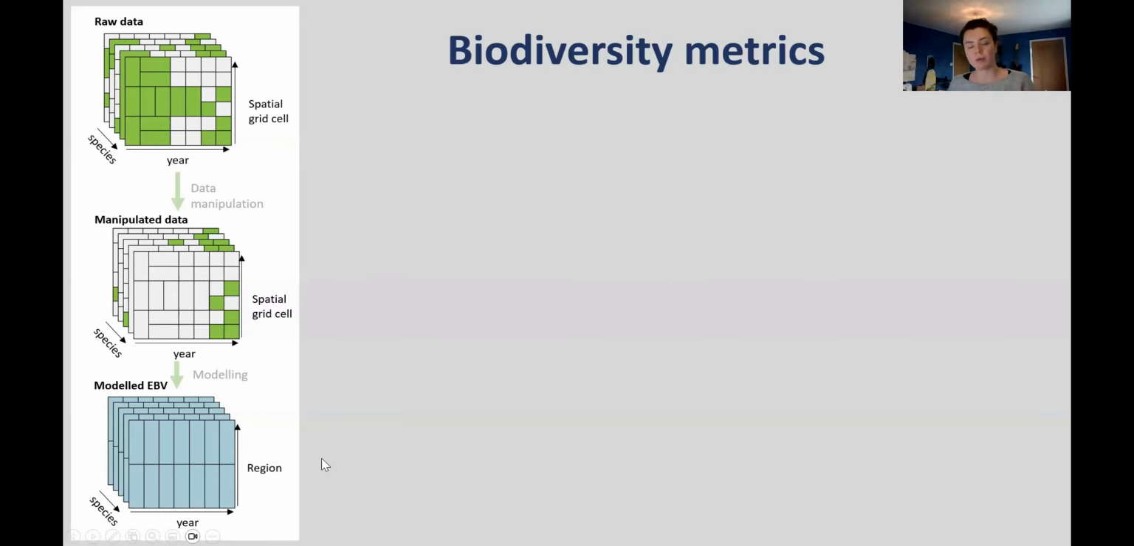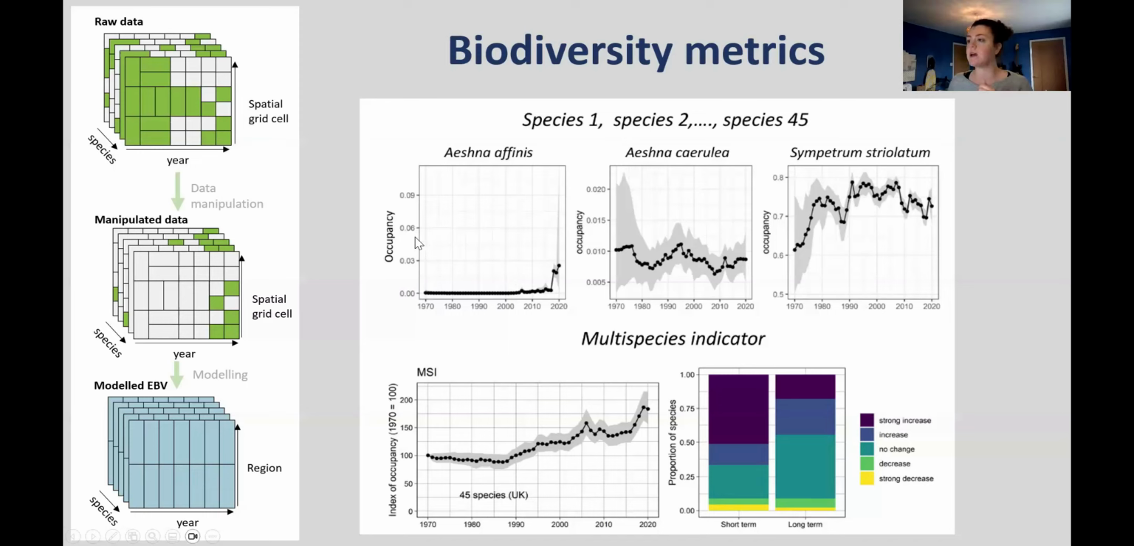So what it looks like is this. On the top here, you can see the trends in occupancy for different species of dragonflies in this case. So occupancy is the proportion of sites that are occupied by a species in the area of interest. So in this case is Great Britain.